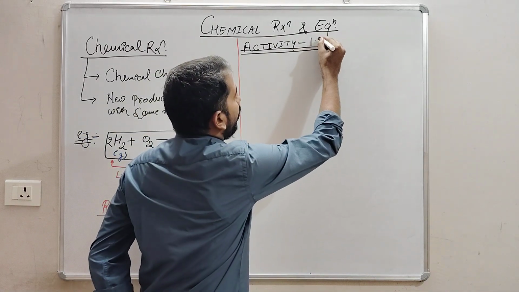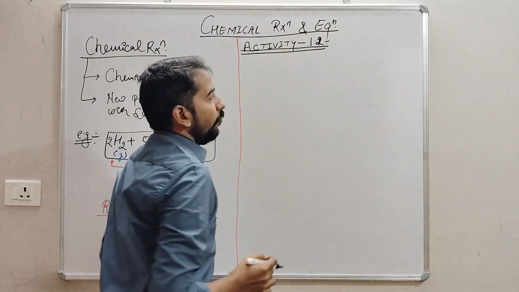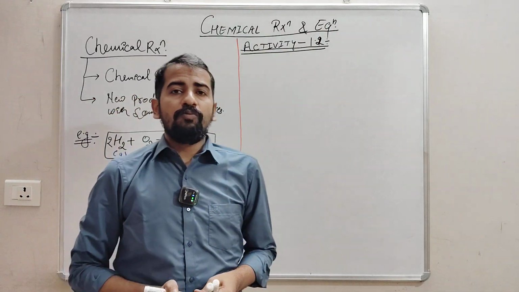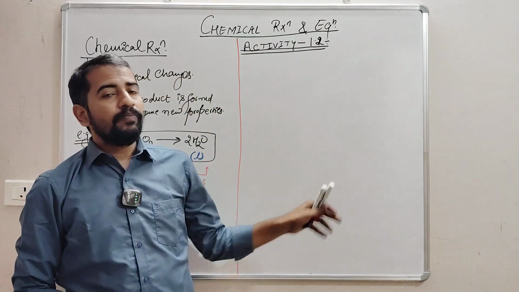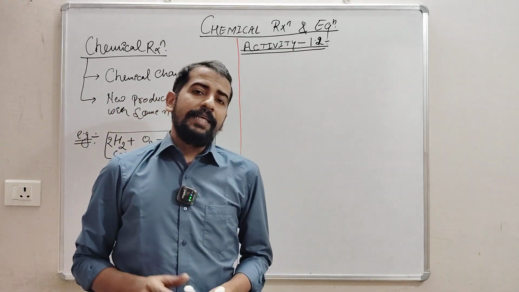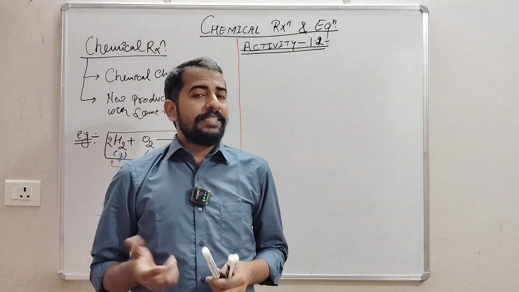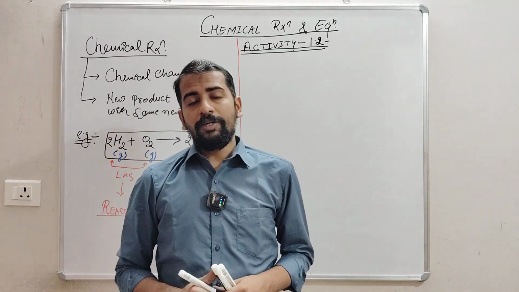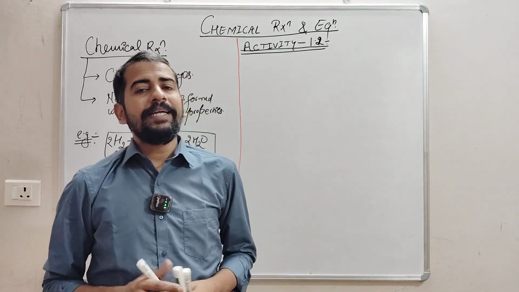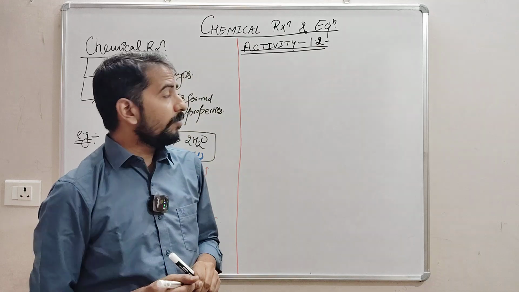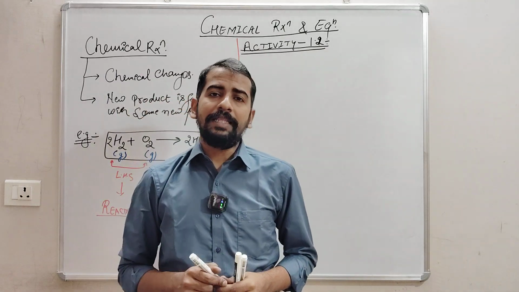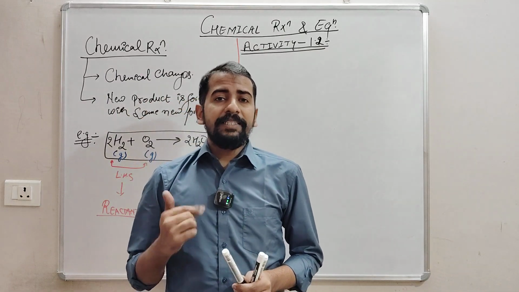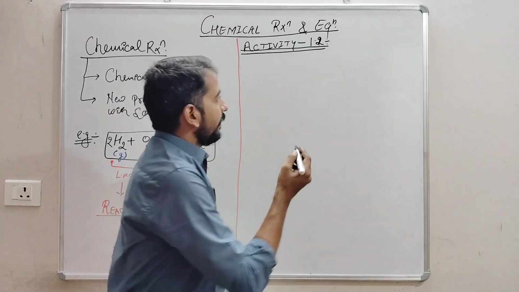Activity 1.2. Okay, so if you see in your book activity 1.2, what they are saying is: take a test tube and take lead nitrate, and add KI solution to it. Then some changes you will see. So we will see that thing.